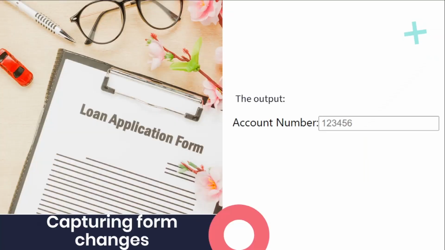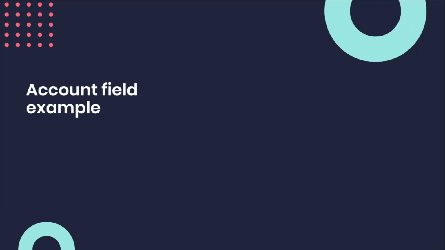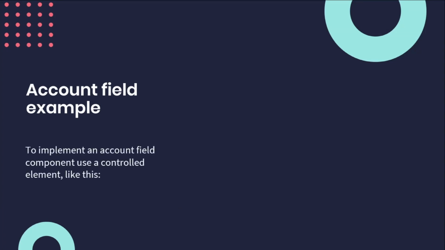So now we've learned how to define elements, capture changes with events, and update the state, which you use to display values. I'll tell you what, let's continue with the loan application scenario. Once a loan is approved, the user needs to be able to type in the number of the account to which they want their loan money to be transferred. So let's implement an account field component using your new skills. This is a controlled element, which is the best practice when it comes to working with forms in React, like this.